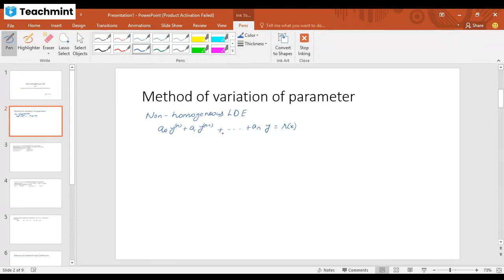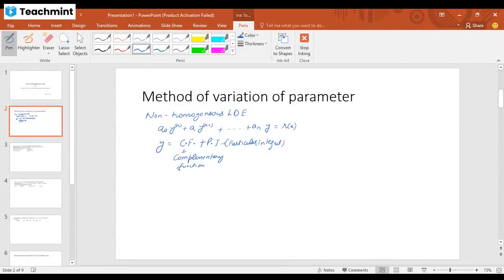if y is a solution of this equation, then y can be written as the sum of the complementary function and the particular integral. So what is CF? CF is a complementary function. And what is PI? PI is a particular integral. Complementary function is basically the solution of the homogeneous part of a differential equation.